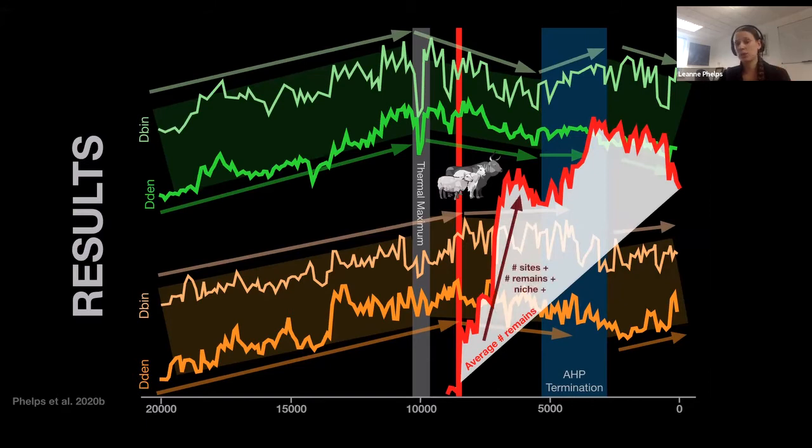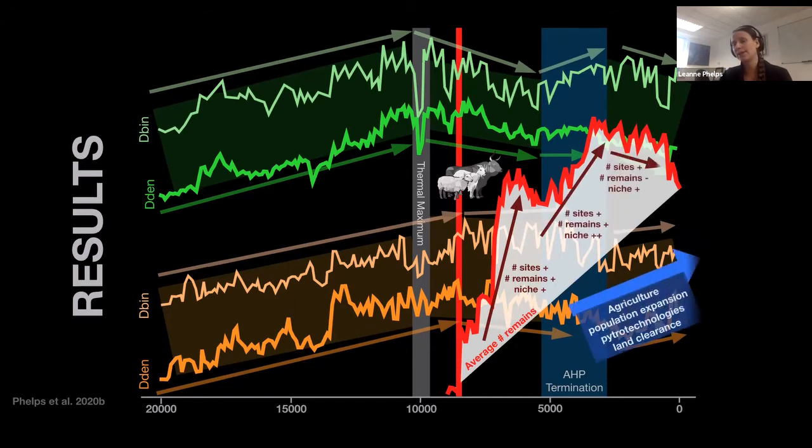We're getting increases in the number of domestic animal sites, the number of remains, the niche is expanding, and that's happening throughout this period. But especially when we get the expansion of both the extent and density, we've got a lot of other types of change going on at this time as well. We have the expansion of cultivation as well.